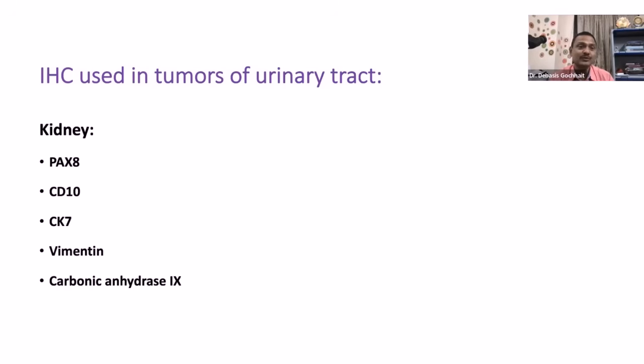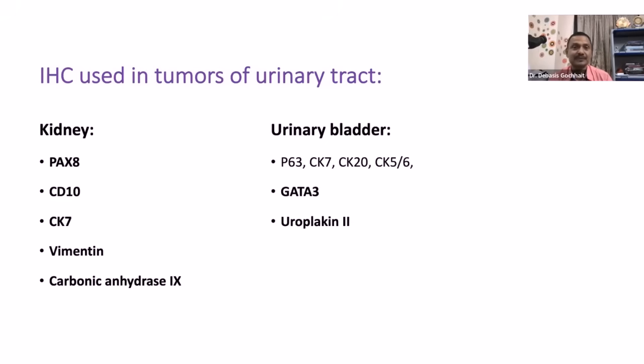Okay. Then you have CD10, CK7, like say your carbonic anhydrase. Now carbonic anhydrase is a marker which is positive in clear cell carcinoma, whereas carbonic anhydrase will be negative in case of papillary carcinoma. So I am not going into the detailed marker profile. That's not very important, but you can know that these are some of the tumor markers that are applicable in kidney tumors. Okay. Then there can be urinary bladder tumors.